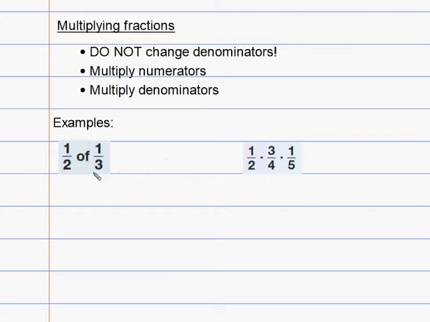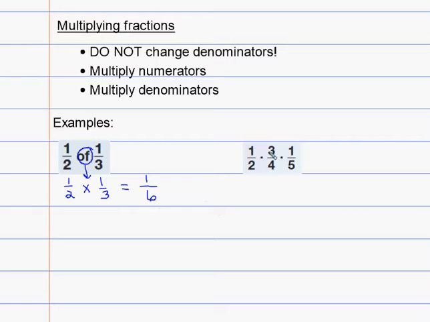Here are 2 examples. Notice that the first example, 1/2 of 1/3, doesn't even have multiplication in there. But you need to know, and maybe you already do, that the word of means multiply. So this problem is really 1/2 times 1/3. And so then we're going to multiply. Don't change the denominators. We're going to multiply numerators. So 1 times 1, 1. And we're going to multiply denominators. 2 times 3 is 6.